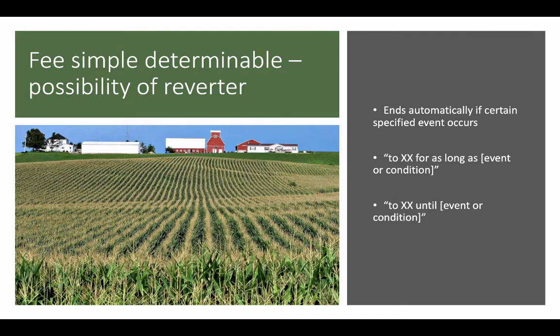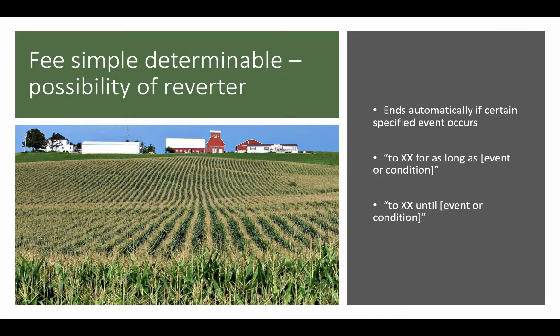So it ends automatically upon the occurrence of a certain event or upon the non-occurrence of an event that's currently happening. The creation of a fee simple determinable is accomplished by using language such as "to X and his heirs for so long as," and then you insert the event or the condition in there. So for as long as they continue to grow corn, or to recipient until they cease doing this particular activity, until they stop using the land for farming.